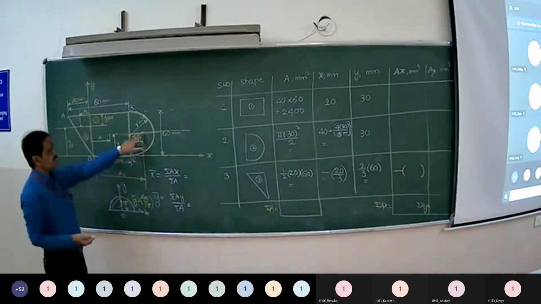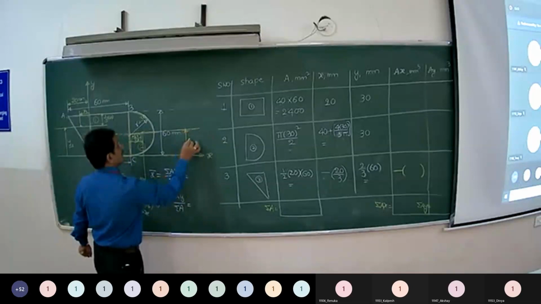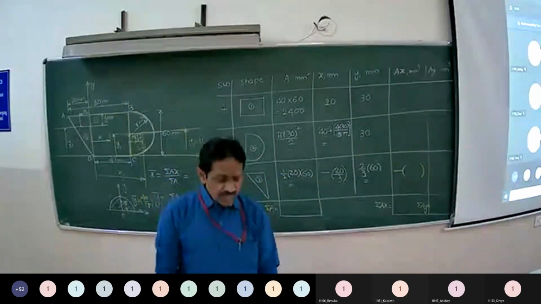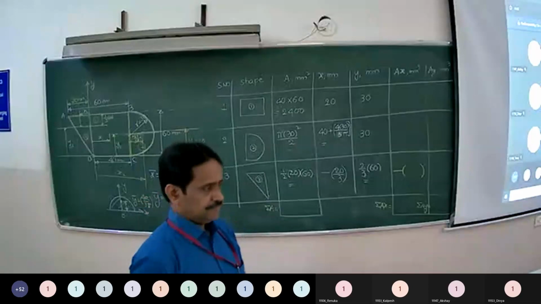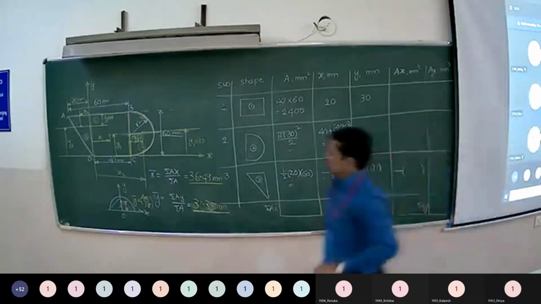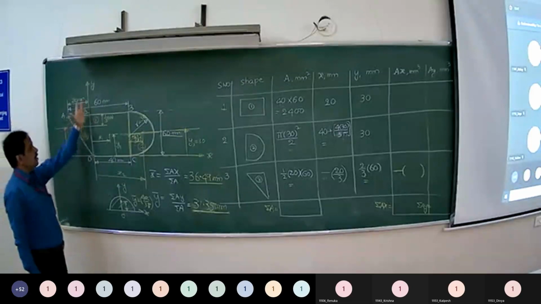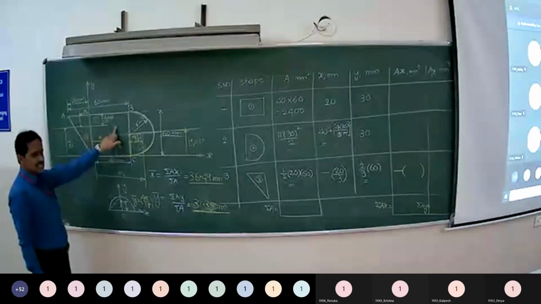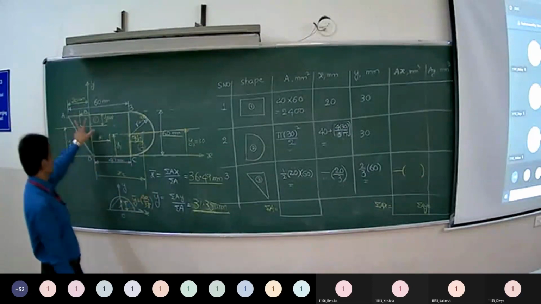Whereas y means the distance of the centroid from the x-axis. You know that this is a total of 60, and it is symmetrical about the horizontal axis, so this y2 will be 30 millimeters. So always measure the distance of the centroid with respect to the x and y axes of the lamina. In the third part, why did we take negative for one third of 60? Because the centroid of this right angle triangle is located on the left hand side of the y-axis. If it is on the right hand side we take plus, left hand side minus. So minus of one third of 20.